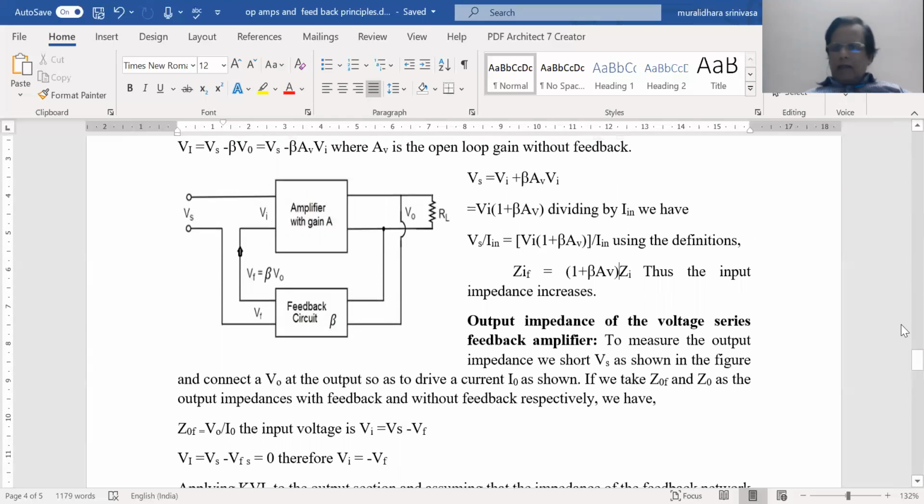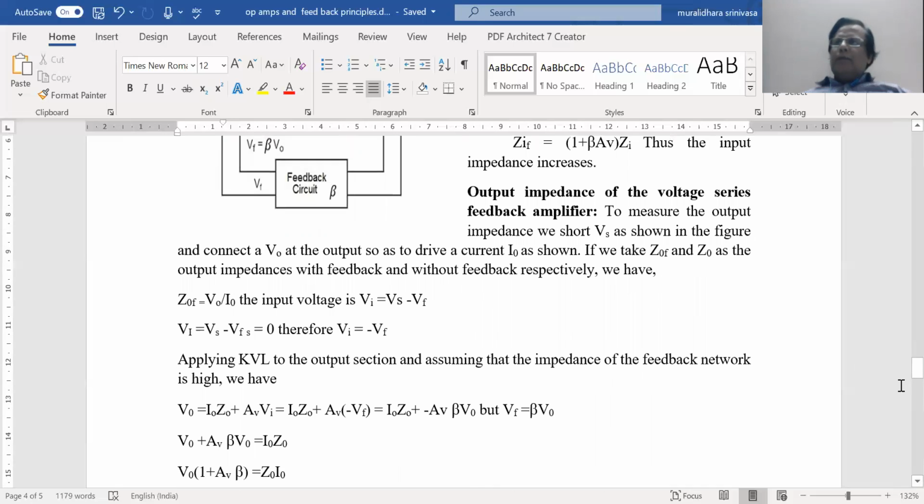So what we do now is short the input voltage, Vs. We remove the resistance at the output and connect a source, which will drive a current equal to I0 in the opposite direction. So now what happens? V0 was originally the output voltage. If I0 is the current, then Z0 is equal to V0 by I0 without feedback. If we take it as ZOF with feedback, it is still V0 by I0. But the input voltage Vi is Vs minus Vf.